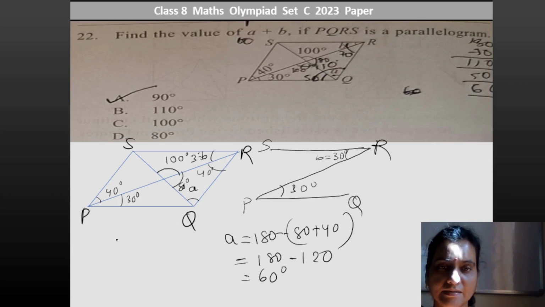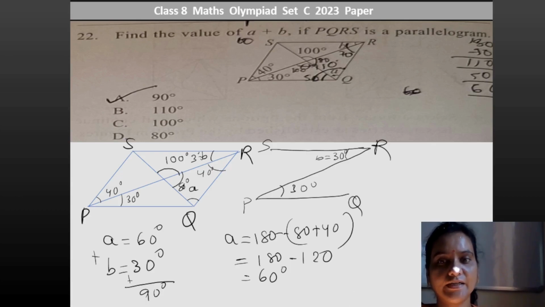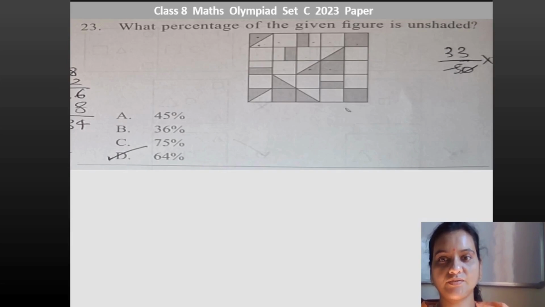This angle A is 60 degrees and B is equal to 30 degrees. So the total sum of A plus B will be equal to 90 degrees, obviously. So option A is the correct answer. It's already ticked in the answer. So let's do question number 23.